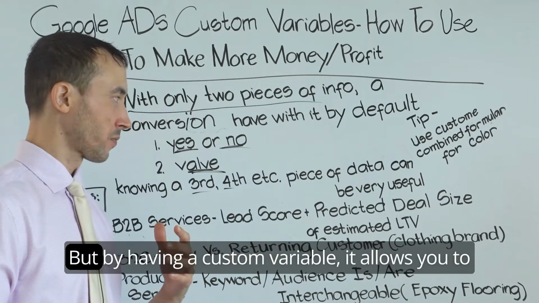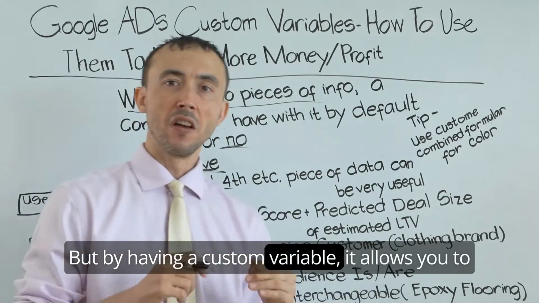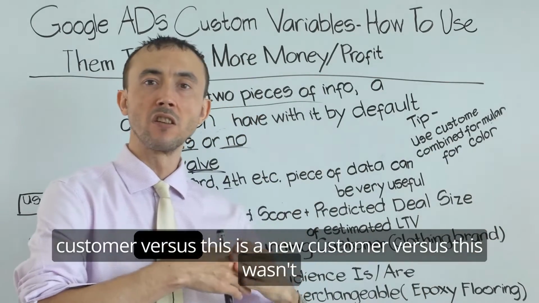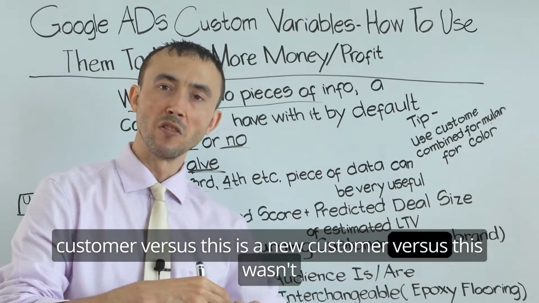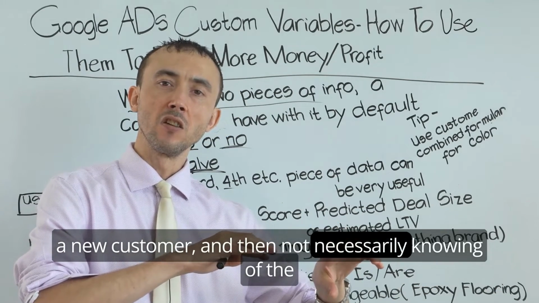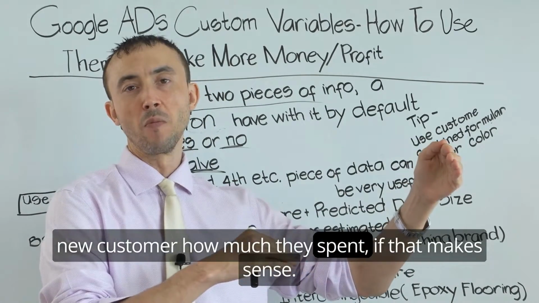But by having a custom variable, it allows you to see, okay, they spent this much and they're a new customer, versus this is a new customer versus this wasn't a new customer, and then not necessarily knowing of the new customer how much they spent, if that makes sense.